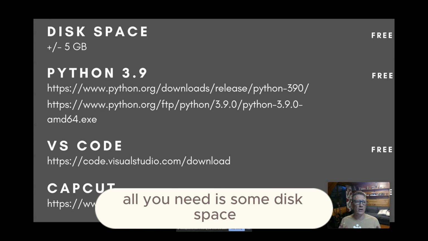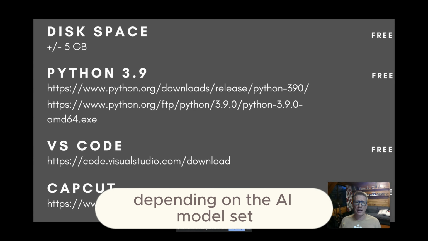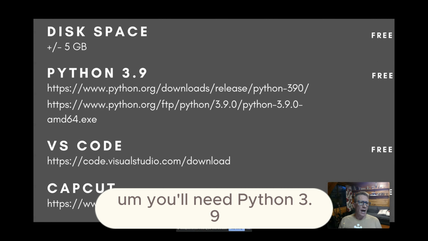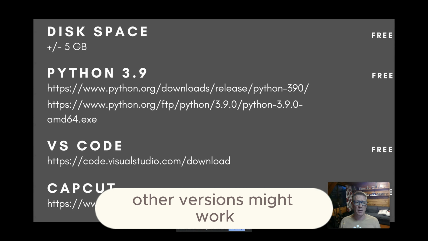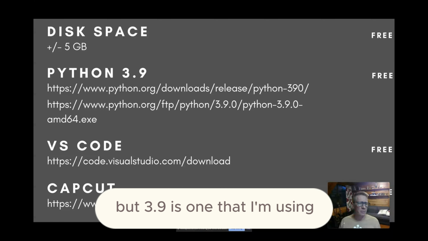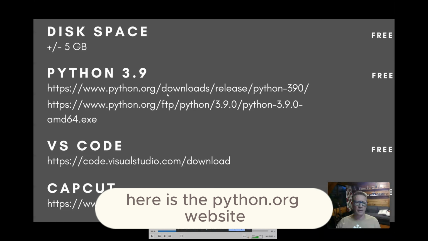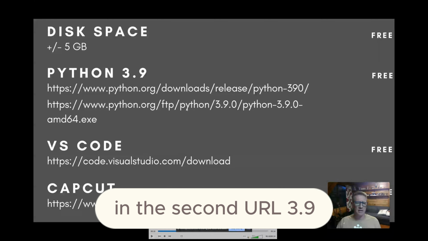And for this, all you need is some disk space, roughly 5 gigabytes, could be more depending on the AI models that we'll be using, and I'll explain that in a bit. You'll need Python 3.9. That's what I use in this example. Other versions might work, but 3.9 is the one that I'm using. I've added some download links there, so you can see here is the python.org website, and the specific one that I'm using is listed here in the second URL, 3.9.